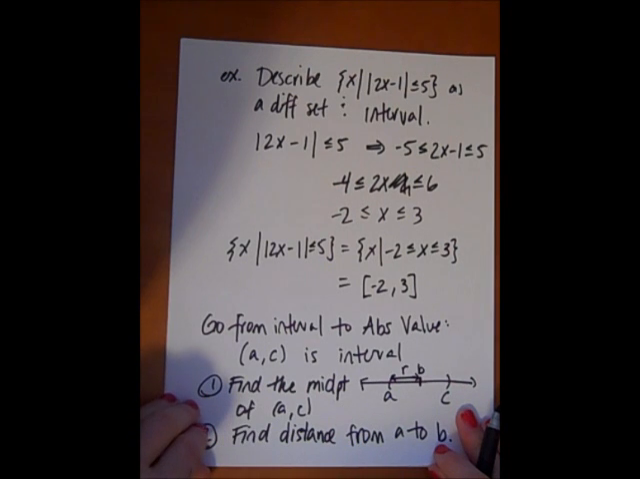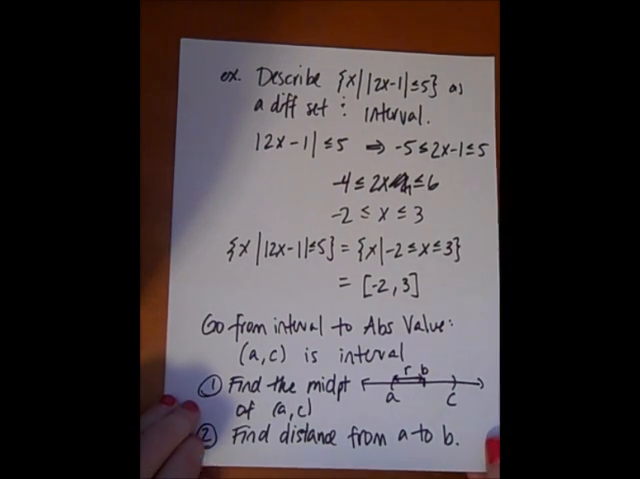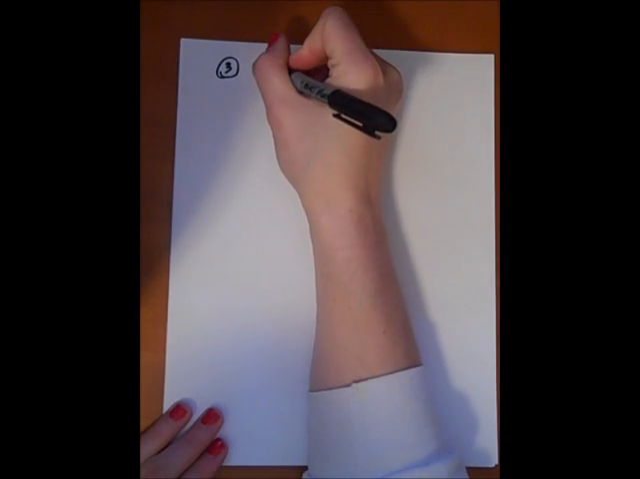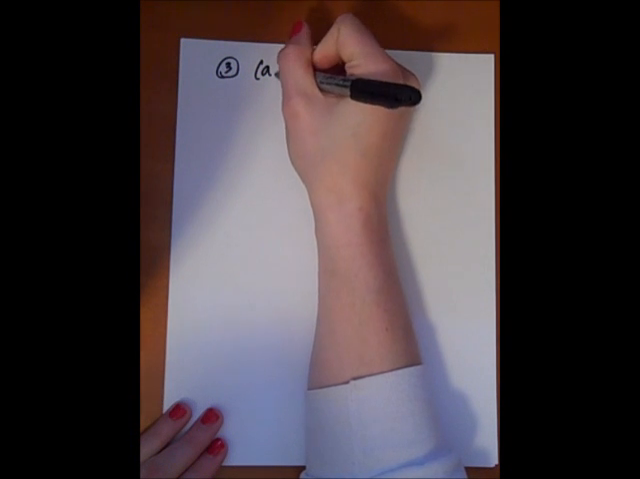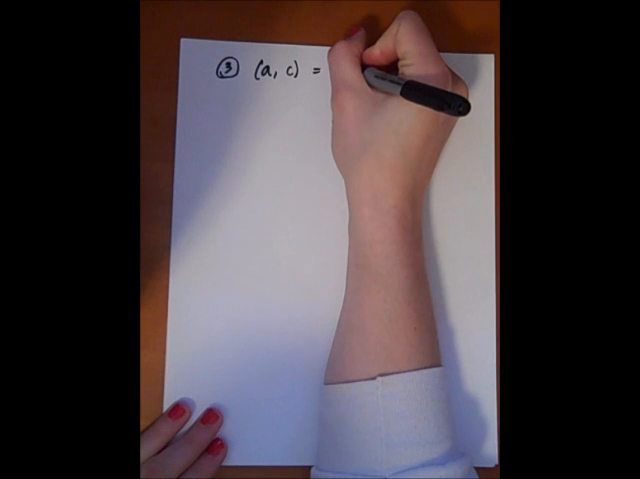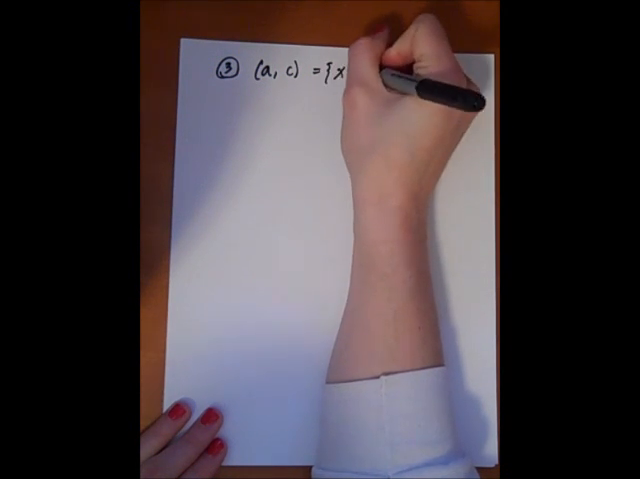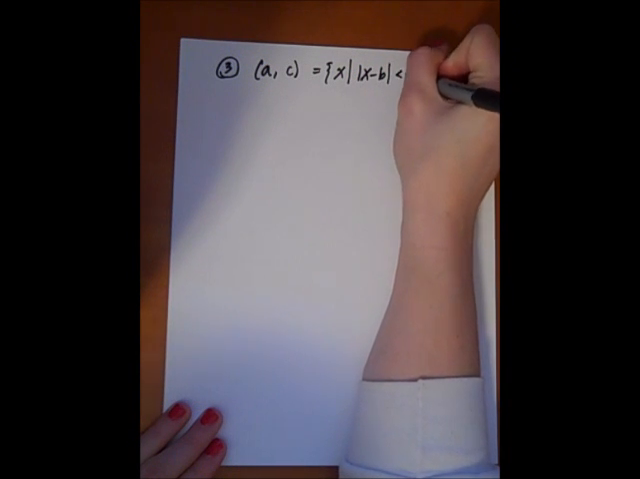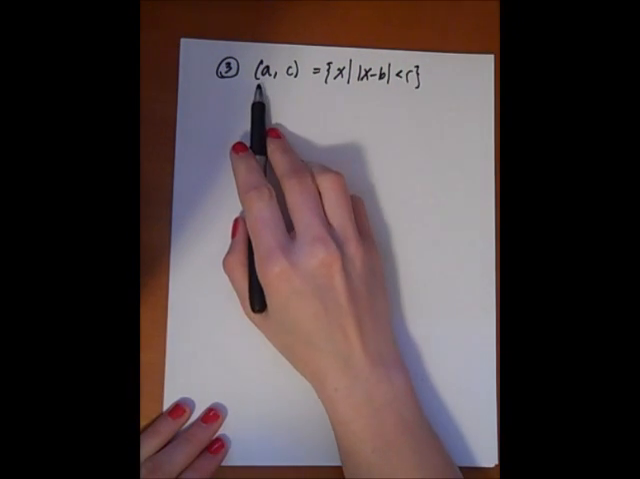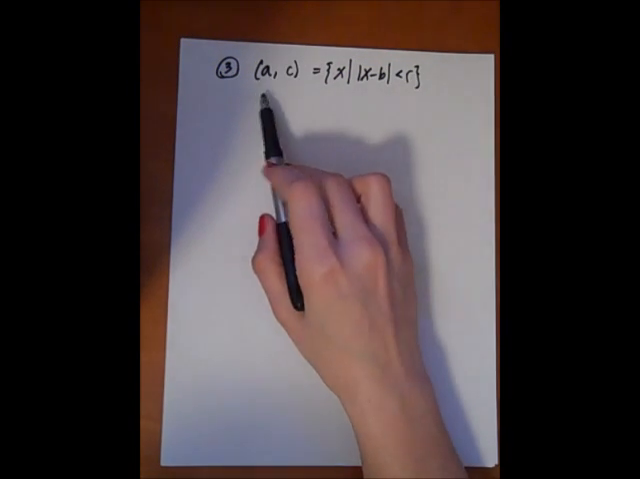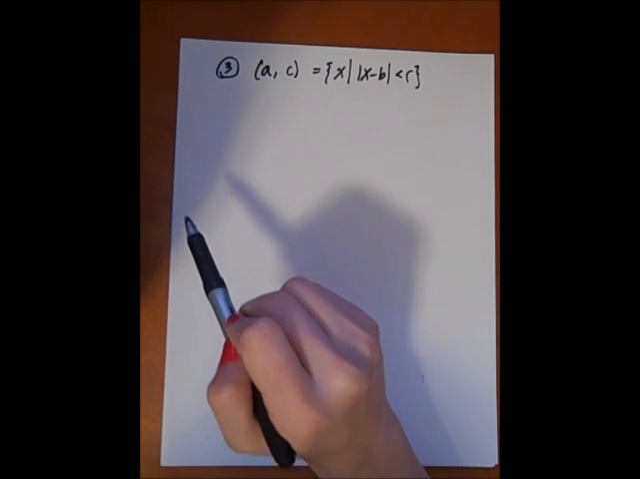I'm going to first find the midpoint. That's going to label that as B. Then I'm going to find the distance from A to B. Third step that I'm going to do is rewrite this. So the interval from A to C is going to be equal to the set of all x such that |x - b| < r. Now, of course, if these were brackets, I would include the r there, so it would be less than or equal to, but if they're parentheses, I'm just going to have strictly less than. So that's how we're going to do this.